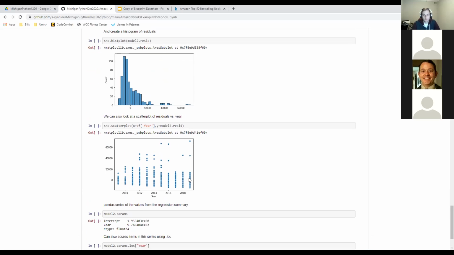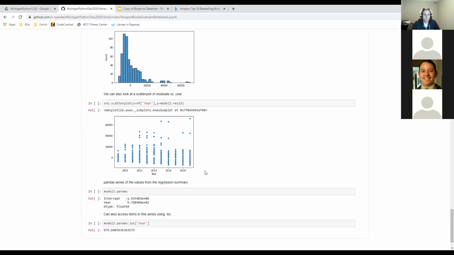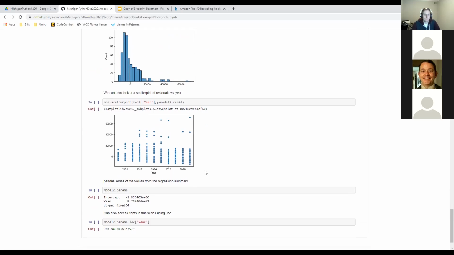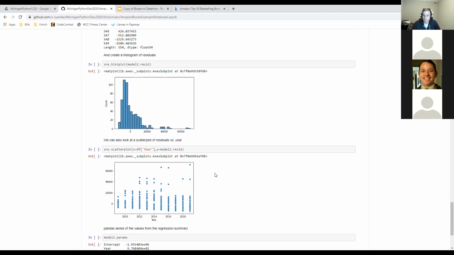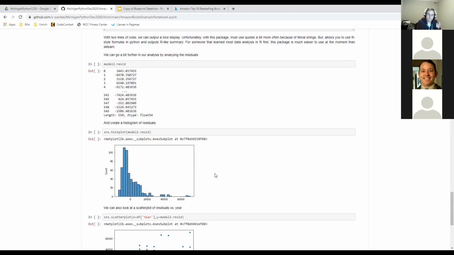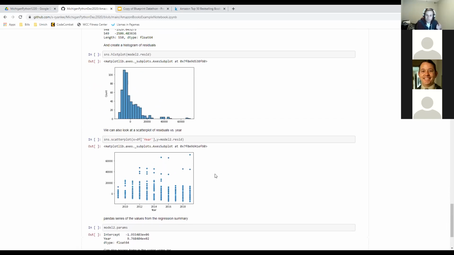In analyzing the residuals, we're looking to make sure that our linear model, our relationship, is in fact linear, is what I'm getting at. If we saw, for instance, a cone shape here with the residuals, that would lead us to believe that our relationship may not be linear. So that's why looking at the residuals is pretty important.